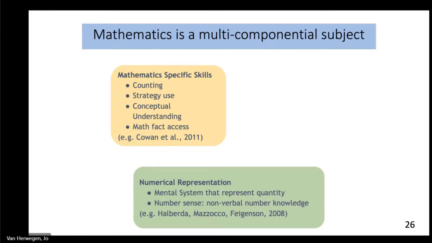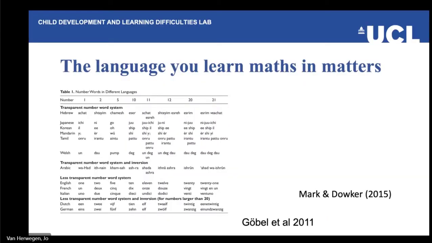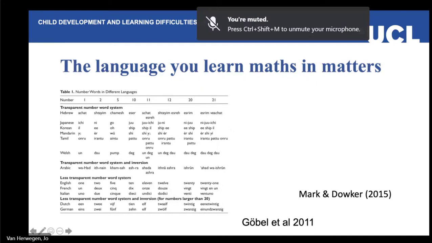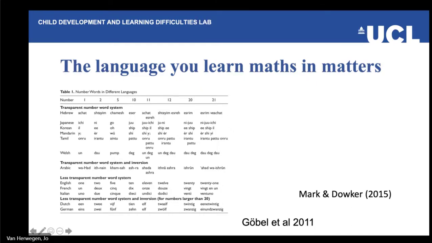So for example, we know that the language in which you learn maths matters. Some languages like Japanese and Korean have what we call a very transparent language system. Once you've learned as a child the numbers 1 to 10, then it's really easy to learn numbers beyond that, because 11 is actually 10 and 1. So here, for example, Ichi is 1 and Ju is 10, so 11 is Juichi. So it's very easy for children to learn to count, and 11, which young children in English find really difficult to understand, is very much easier for children who are learning transparent languages.